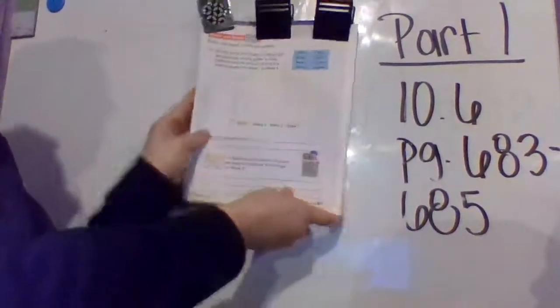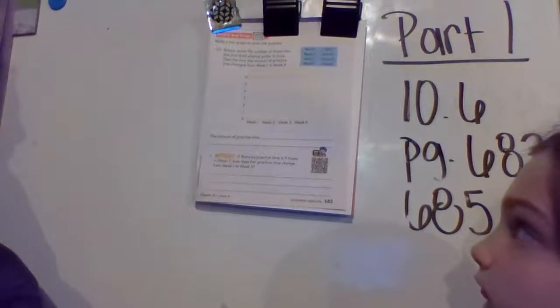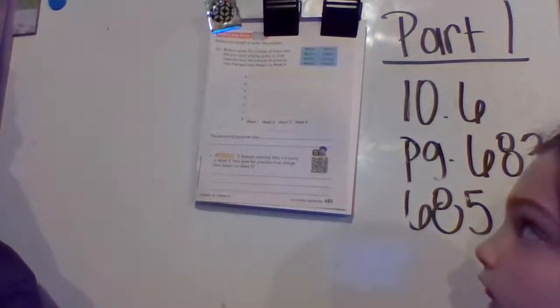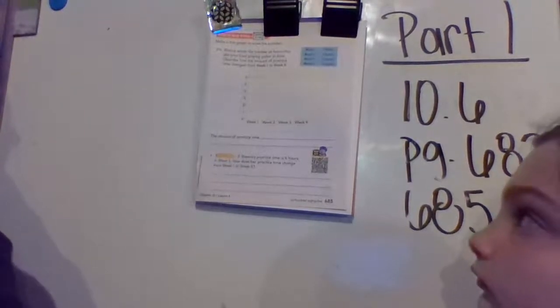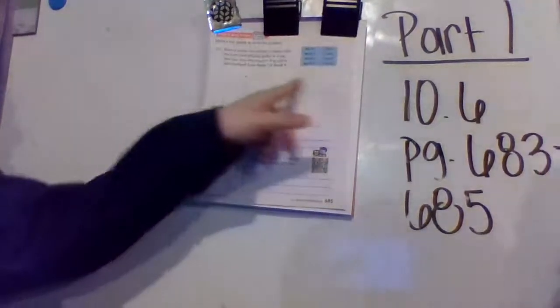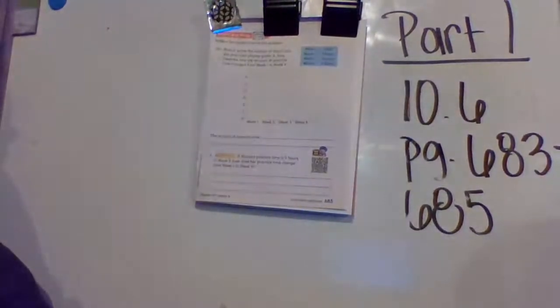All right, we're making another bar graph. It says Bianca wrote the number of hours that she practiced playing guitar in June. Describe how the amount of practice time changed from week 1 to week 4. So what would be a good title for this graph? Riley?